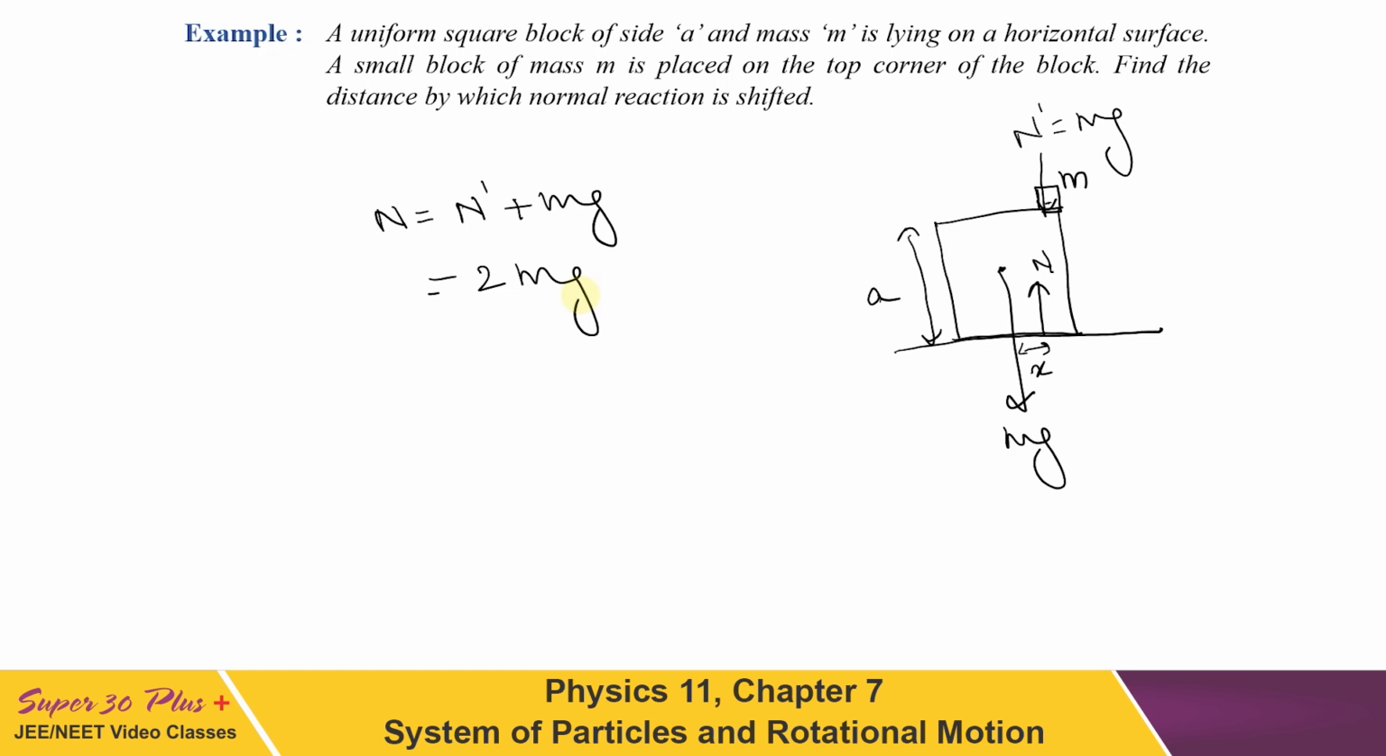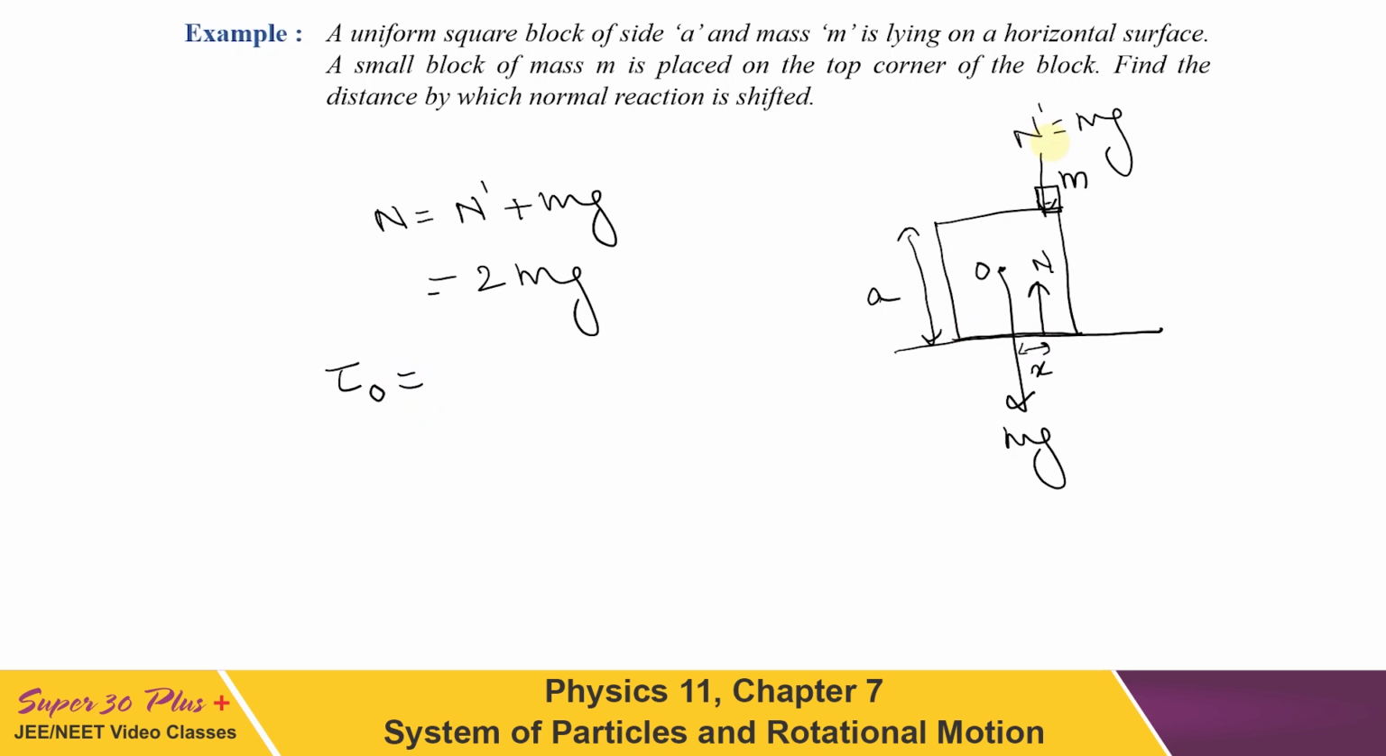Now we have to write torque. We can write torque about any point, but it will be easy, as I said earlier also, if you write torque about a point on which a force is acting, because then at least one of the torques will be removed. So let us write about O, which is the center of the block. We can write net torque to be equal to, now see, this N is producing a torque in the anti-clockwise direction about O, whereas N dash is producing a torque in the clockwise direction about O.